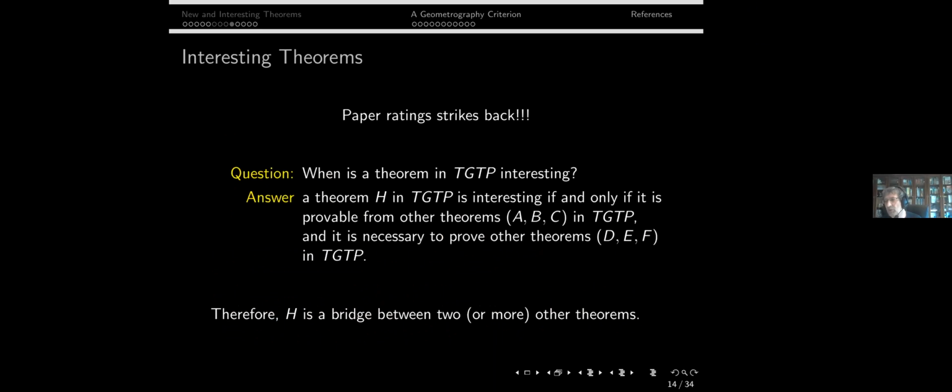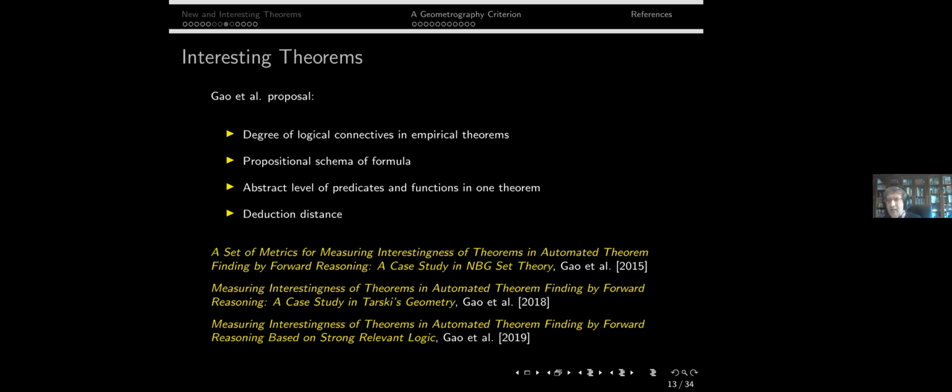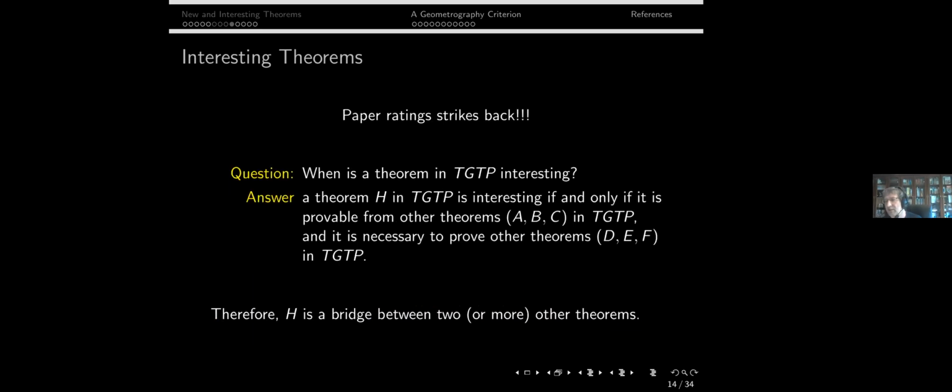We are going to work on a different corpus, and the idea that we begin to explore is that a theorem in TGTP, the Thousands of Geometric Theorem Provers, a database of problems in geometry, is interesting if it is provable from other theorems and it is necessary to prove other theorems. This is the deduction distance of Gao, or at least related to it. So this is something that we are now working on. This is still an open problem, with many things going around, but nothing really concrete now.